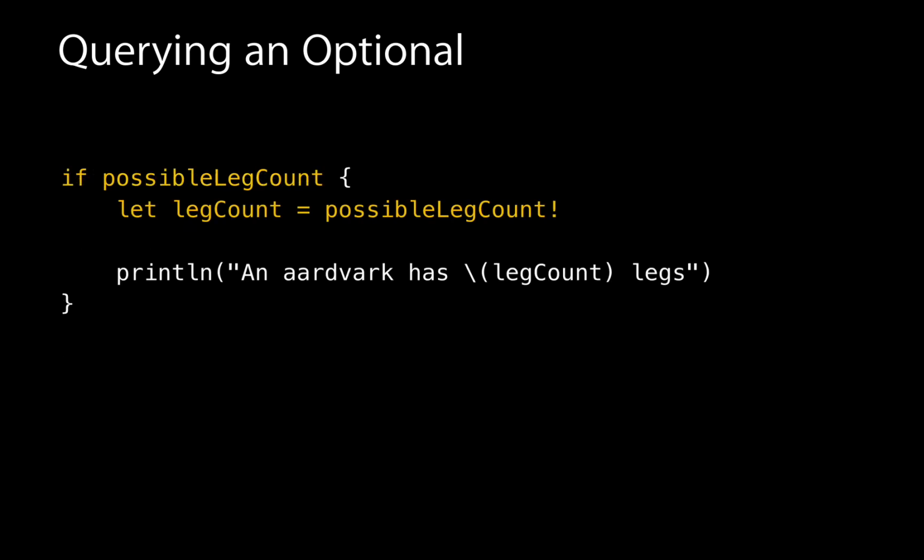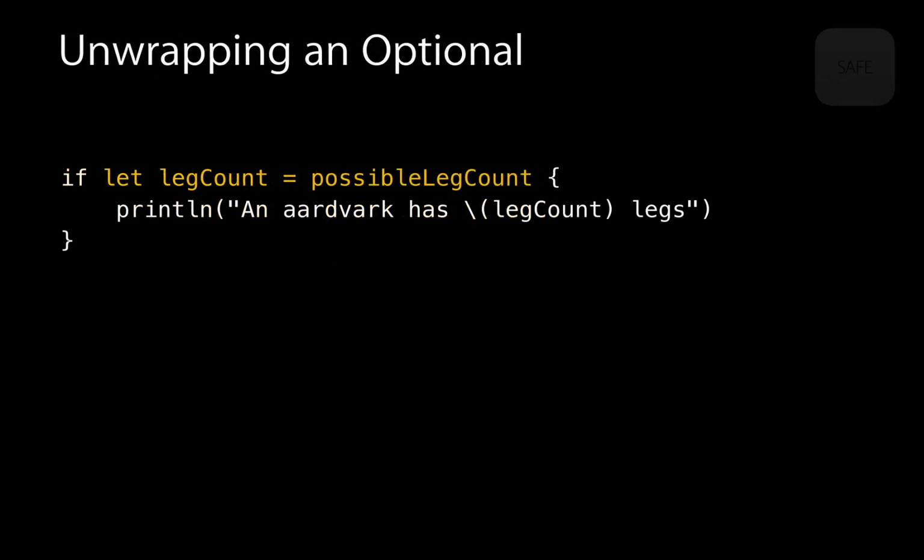Because of this, there's a very common pattern in Swift, which is to say, is there a value in this optional thing? If there is, then unwrap it, give me the value back so I can use it. So common, in fact, that we have a special syntax for this that's much safer. It bundles those two steps into a single step. And what this does is it says, if possible leg count has a value, unwrap it, give it back to the leg count constant, and then I can use it in the block of code. If there is no value, the block of code is skipped.